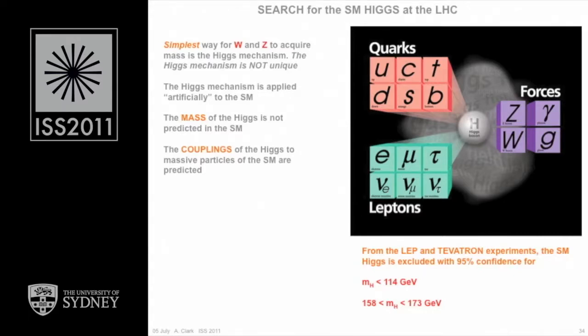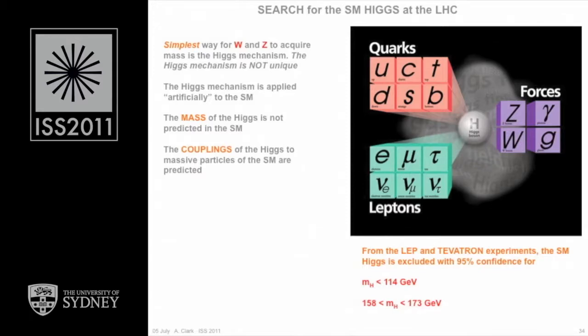The LEP, e+ e- collider at CERN, excluded the existence of a standard model Higgs for any mass less than 114 GeV. The Tevatron, the CDF and D0 experiments at Fermilab, have so far excluded the Higgs in this region. We'll come to see what that means in a minute. These exclusions are at 95% confidence level. That is, we believe that we could be in error with these predictions only 5% of the time.